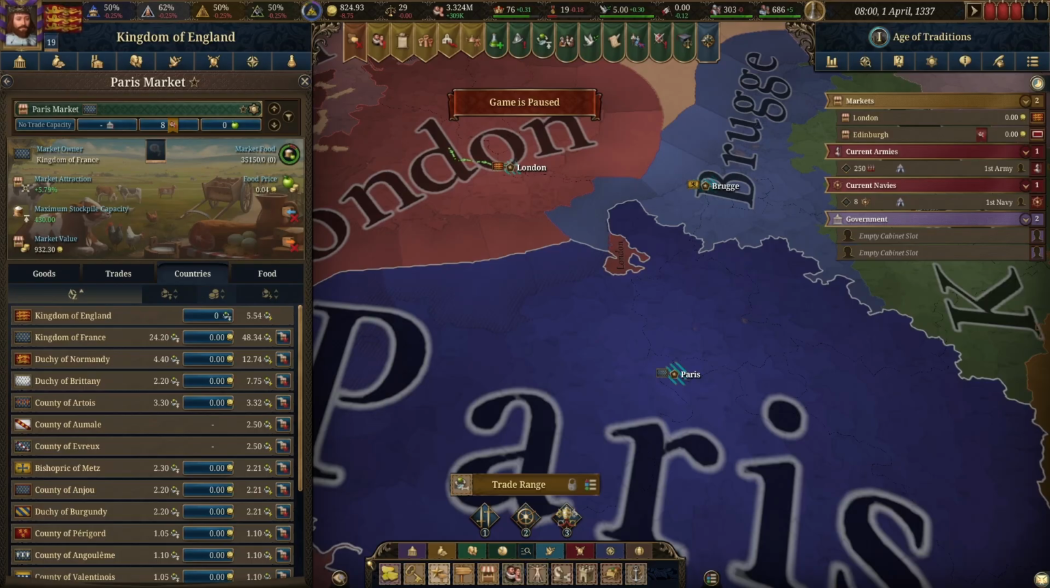Now, if I want a good from them, but so does Normandy or Brittany, they would be able to get their goods first, and I would only have access to leftovers if any remain. So let's fast forward a few months, and then I'll show you what I mean.